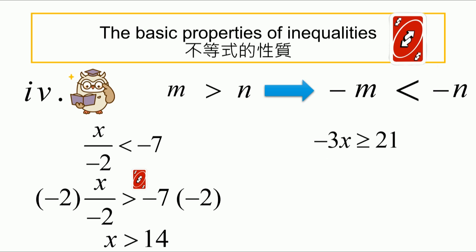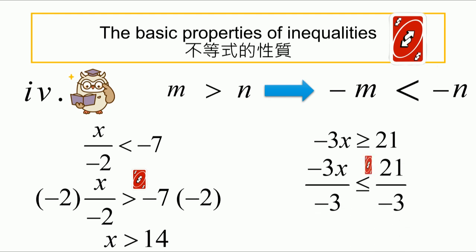Let's take a look at another example. This time, negative 3x greater or equal to 21. To find x, we need to get rid of negative 3. We can use the balance method to divide both sides by negative 3. Whether doing multiplication or division, since we are doing it with a negative number, the relation will be reversed. Therefore, I have already reversed the direction of the arrow.